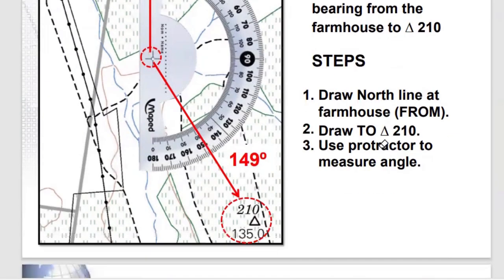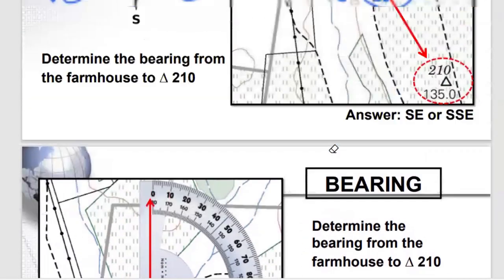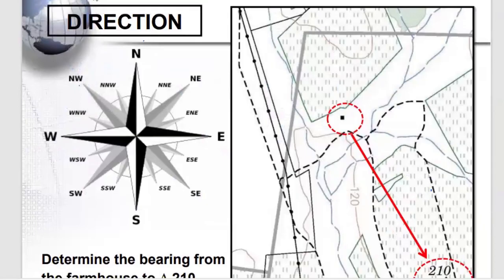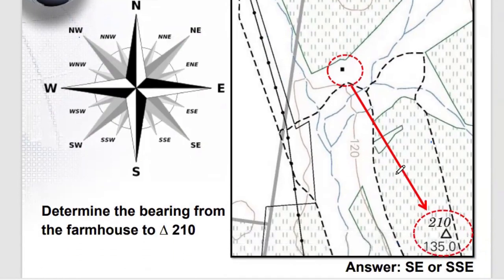So before I come to this illustration here, I would want to make my own illustration here on the question and indicate to you how you are supposed to use your protractor to come out with the size of the angle which is asked in the question. Right, the question is saying determine the bearing from the farmhouse to this trig station 210. So our referral point is the farmhouse, which is here.